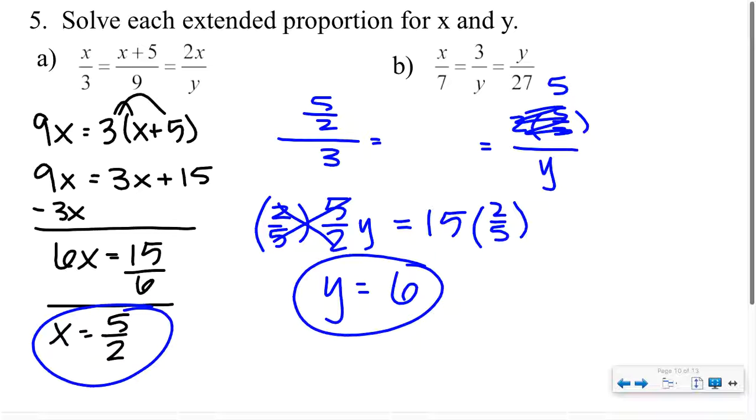Go ahead and try B. You have an extended proportion, you just pick two ratios at a time.